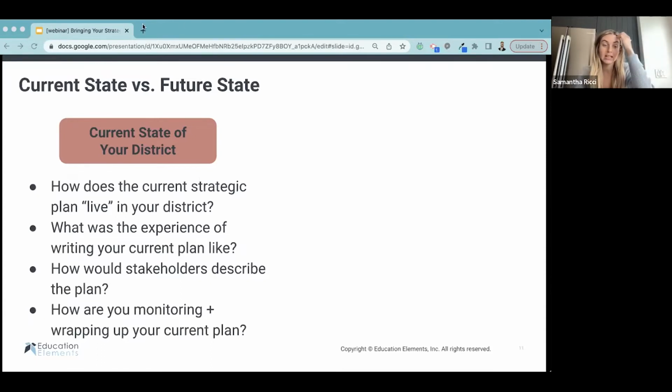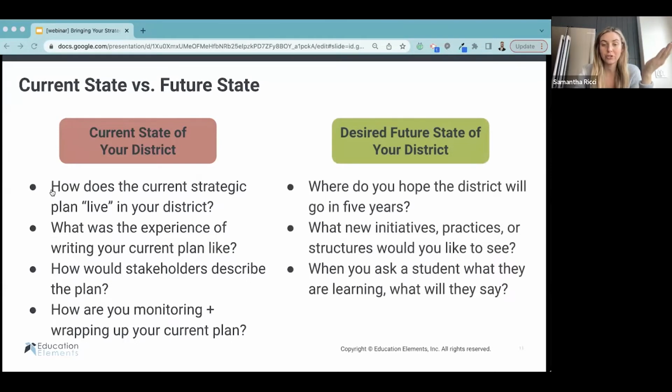And another thing to ask is, how are you monitoring and or wrapping up your current plan? So what are the systems in place to actually put ideas into action? And if any of the answers to those questions are, not sure, or you think that maybe there needs to be some changes made, perhaps you can start to ask yourself, where do you hope the district will go in 5 years, right? Do some big picture visioning, like what are we hoping for in 2027? Also, what new initiatives, practices, or structures would you like to see?